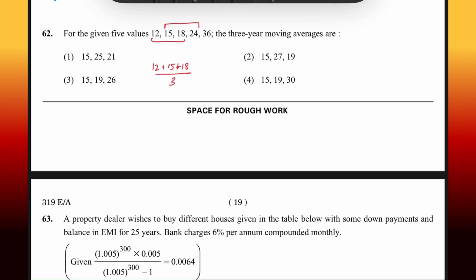Next you take the average of the next 3, excluding the first one. So 15 plus 18 plus 24 divided by 3. What you get is 5 plus 6 plus 8. 8 plus 5 is 13, plus 6, 19. So the second one should be 19. So the first 2 options are incorrect. Let's find the last one.